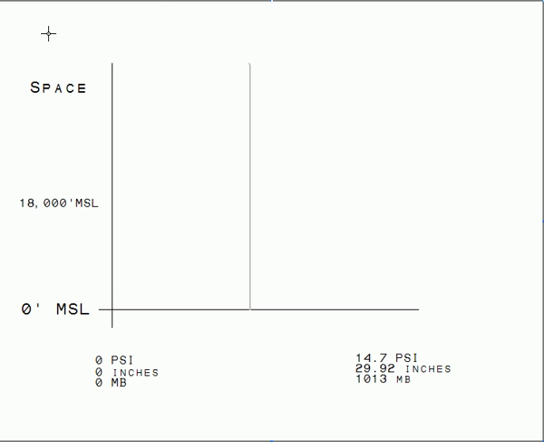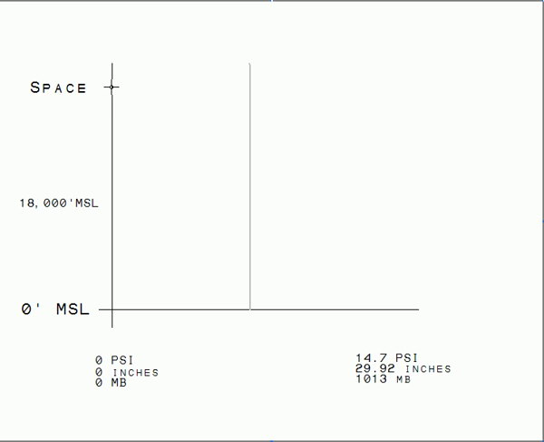I'm going to spend a few minutes talking about cold weather altimetry. I'm going to start with this graph right here. As you can see on the left side, I have altitude from 0 feet MSL, half the atmosphere, which is generally known as 18,000 feet, and then all the way up to a very vague space. And across the bottom, I've got pressure from 0 psi, or 0 inches of mercury, out to 14.7, or 29.92, which is standard day pressure.